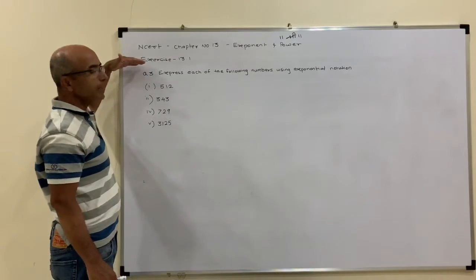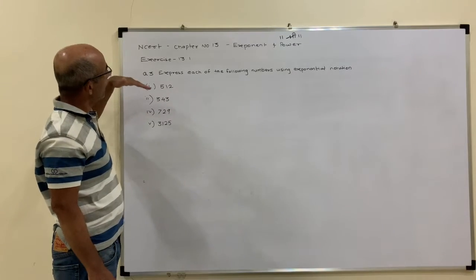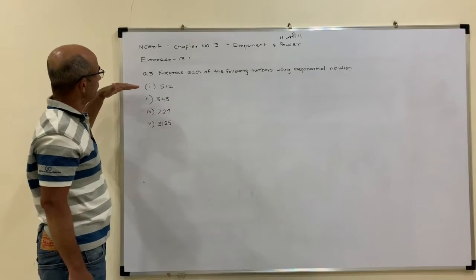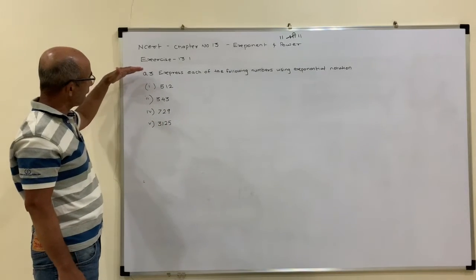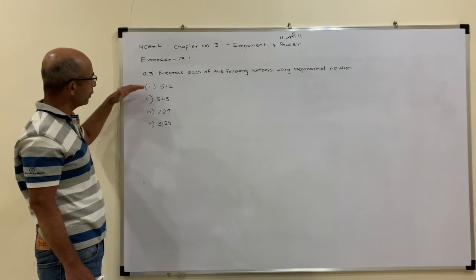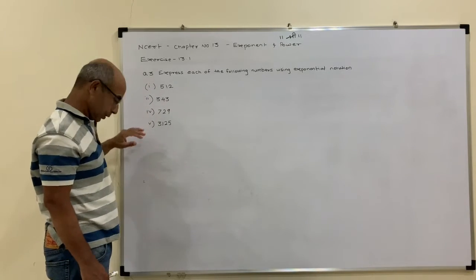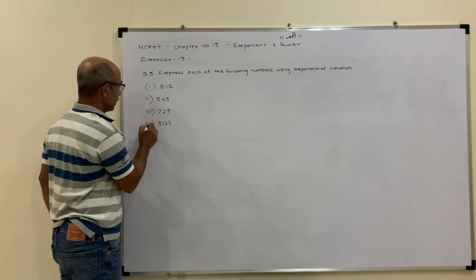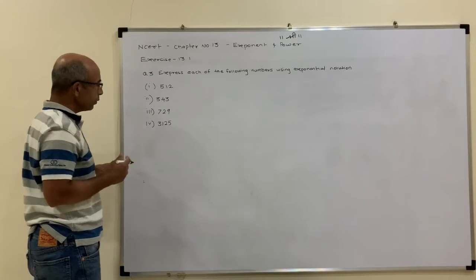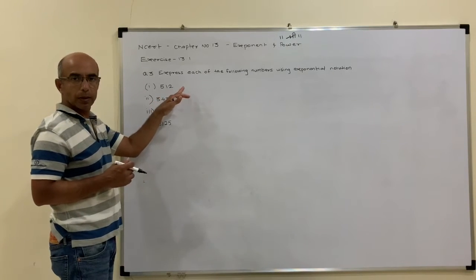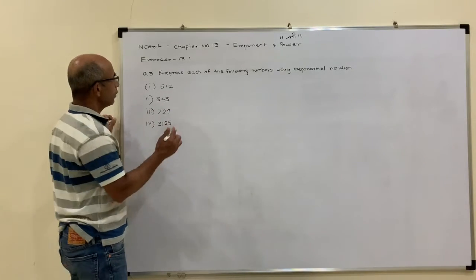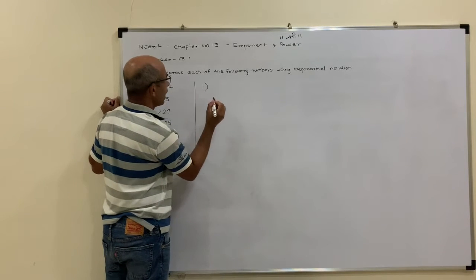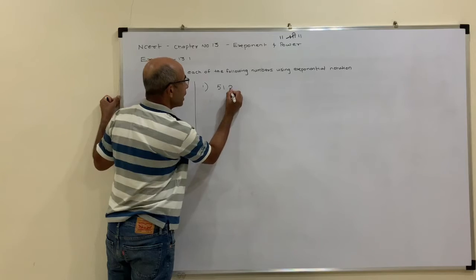Now exercise number 13.1, question number 3, express each of the following numbers using an exponential notation. As I did before, I have written all the problems, 1, 2, 3 and the fourth one. Now we need to find each number as an exponential of some other number. So what will we do? We'll be solving with the binary method. So first let's consider, I expect you to pay 100% attention.